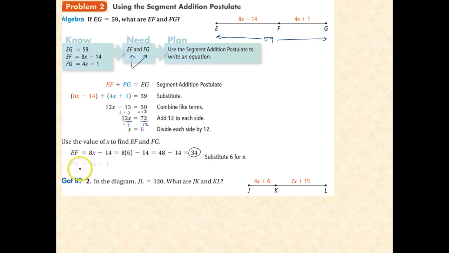For FG, the expression for FG was 4x plus 1. Substitute a 6 in for x. 4 times 6 is 24. 24 plus 1 is 25. So, see if you can do number 2.